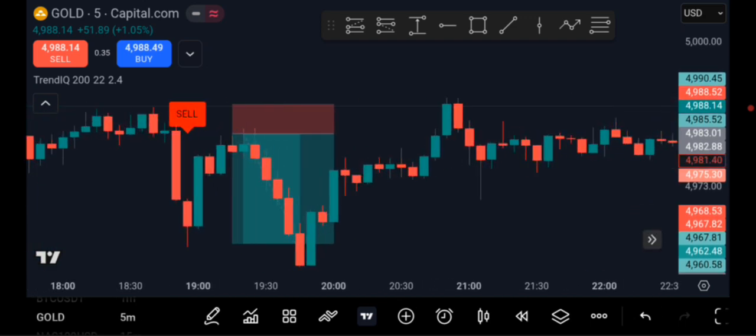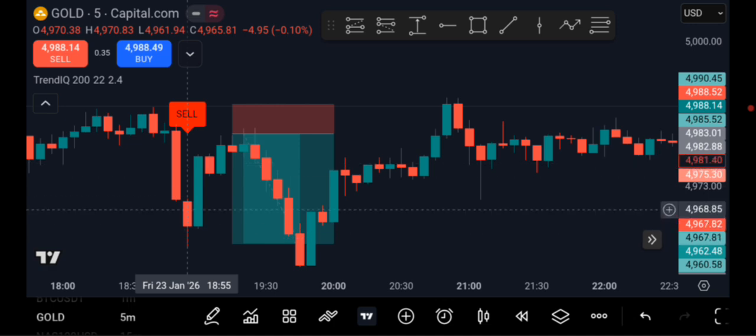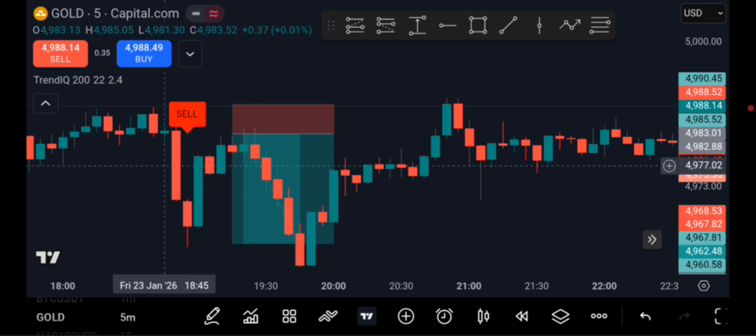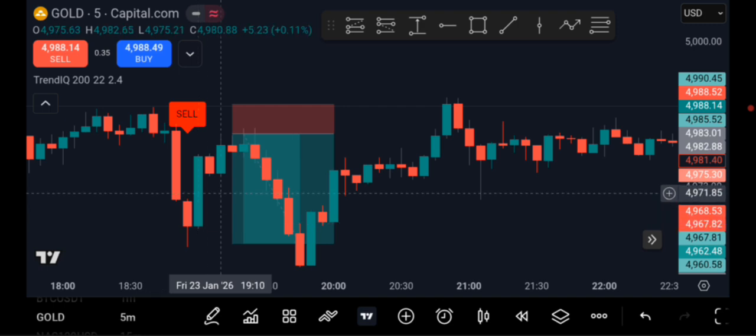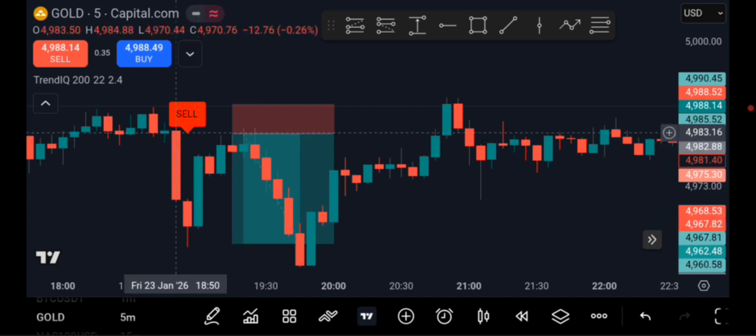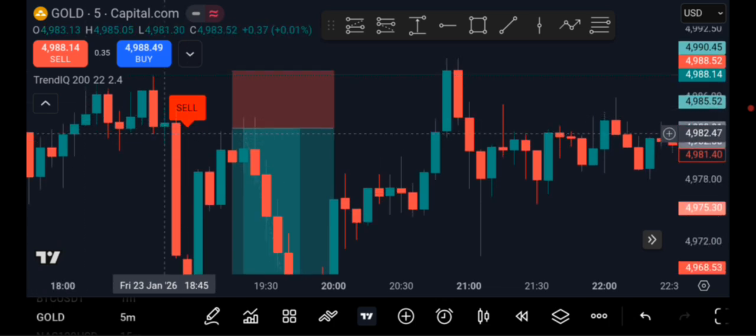So obvious market imbalance, and this was the time where the sell trade was triggered. There's an obvious market imbalance between here and here. So definitely this one is getting filled because it is huge, and we know it is going to get filled. So what I did is that I took my entry at the body of this very candle where the imbalance is created.